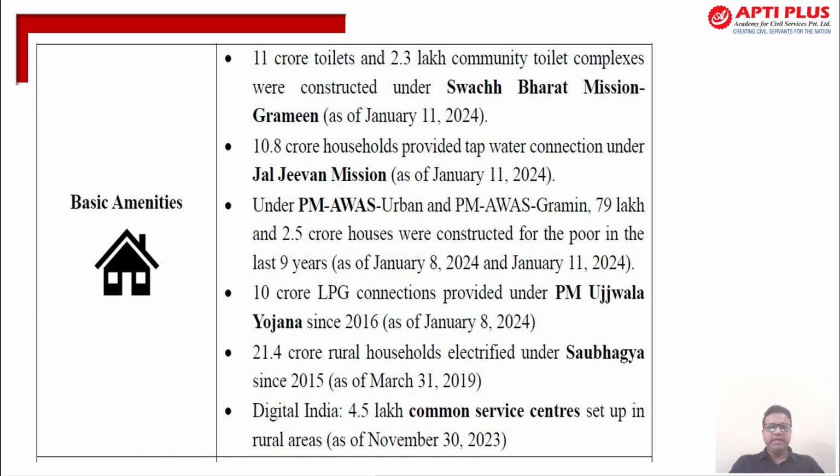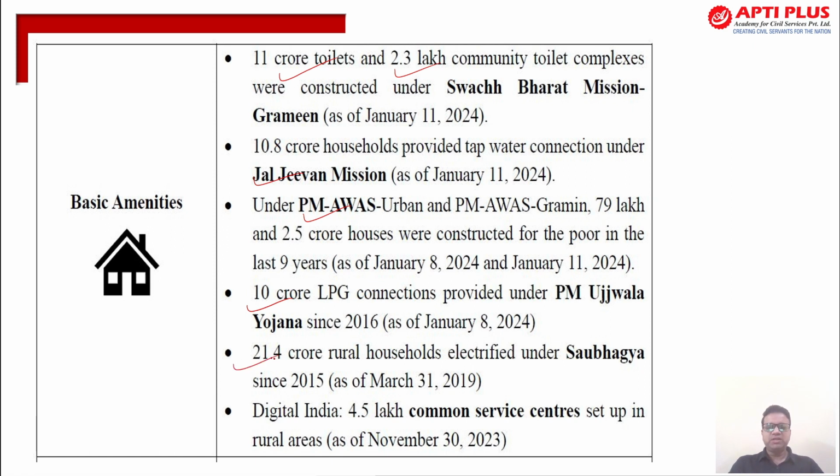And the other important area is basic amenities, where Swachh Bharat Mission Gramin was there, where close to 11 crore toilets were built by the government, and 2.3 lakh community complexes were built. Apart from this, we have Jal Jeevan Mission. Other than this, PM Awas, which called for both rural and urban. The households were given pakka houses. Other than this, 10 lakh LPG connections through PM Ujjwala Yojana, which has helped a lot of people.